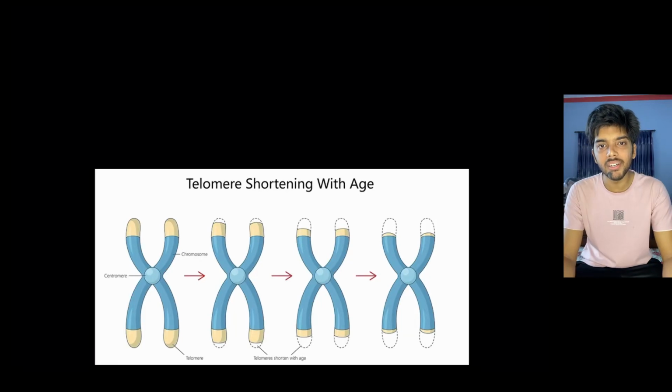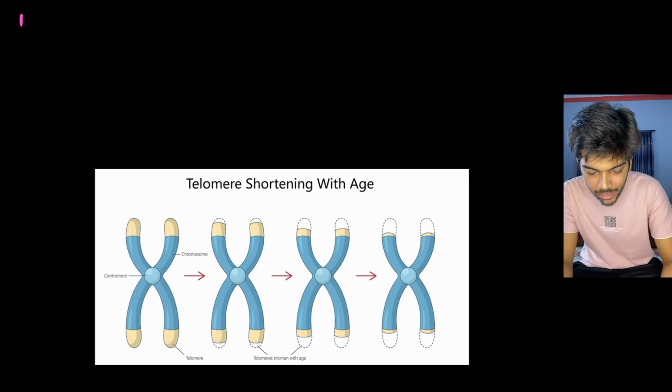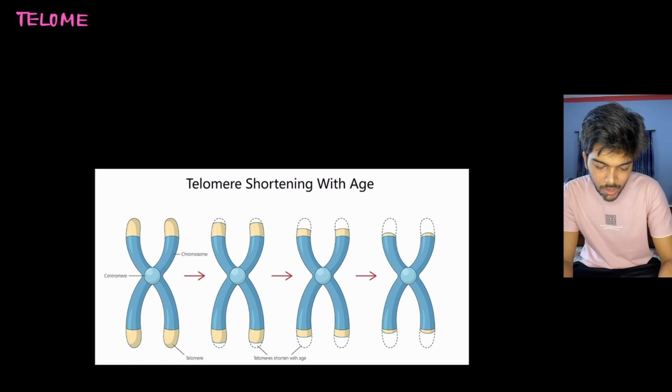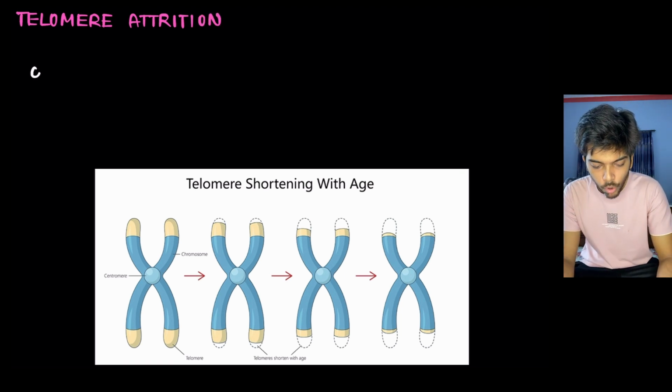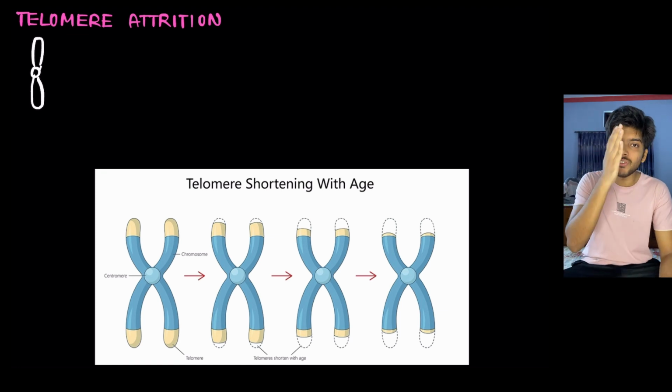Another highly researched hallmark of cellular aging is telomere attrition. But before understanding telomere attrition, you need to know what a telomere even is. So inside your cell, you have a chromosome. The chromosome is a linear chromosome. That is, it has DNA in a straight line.